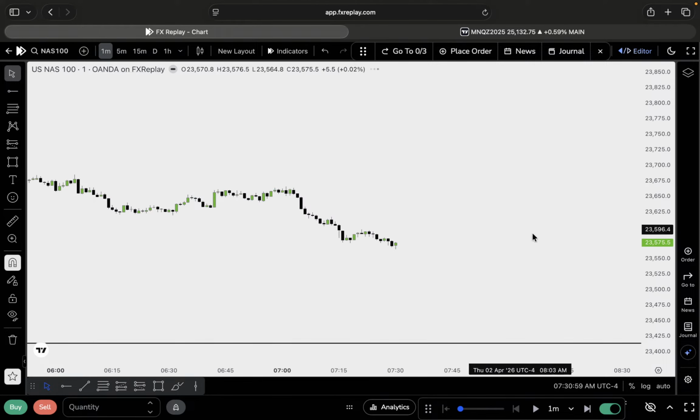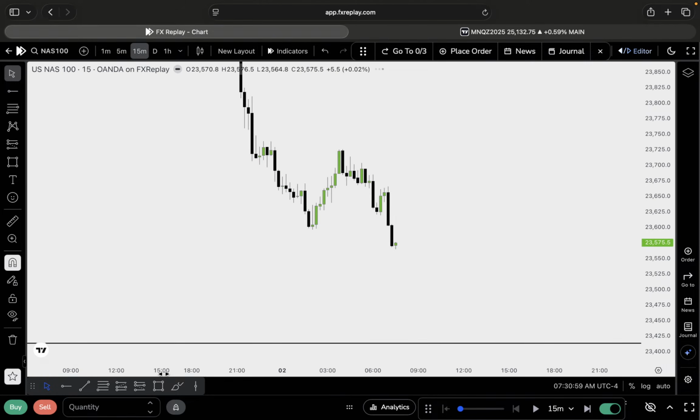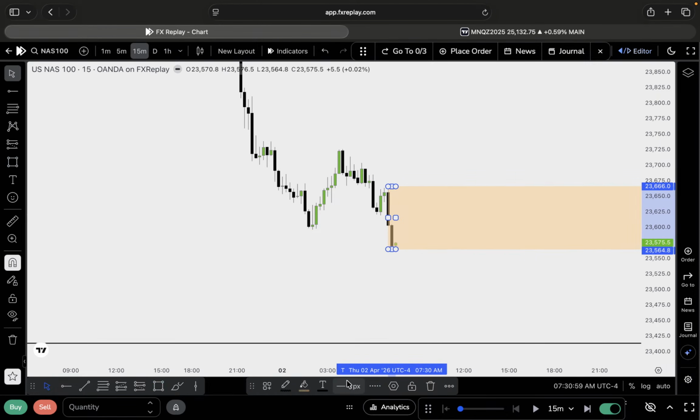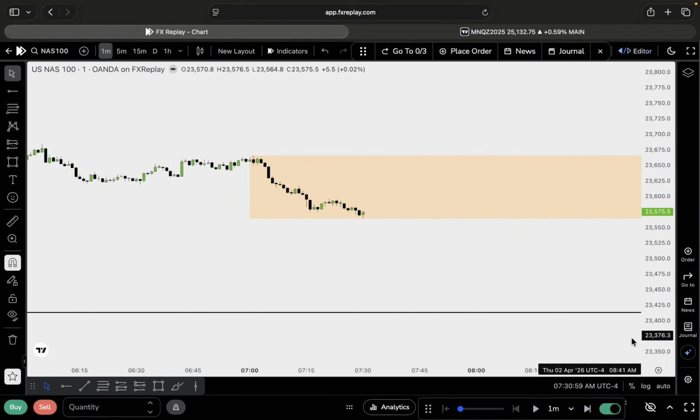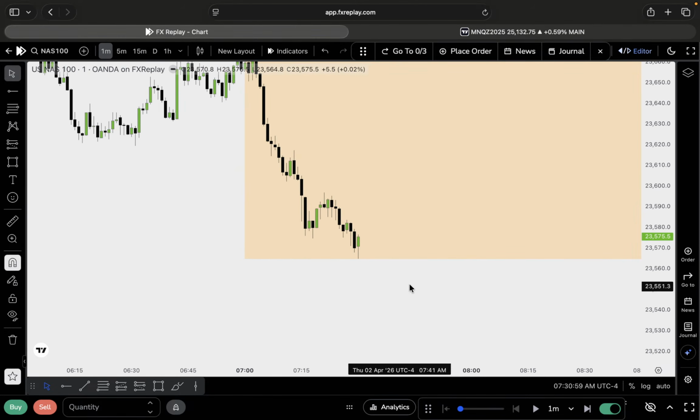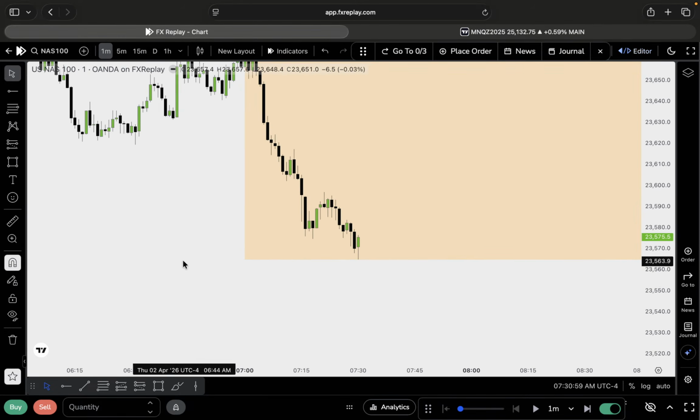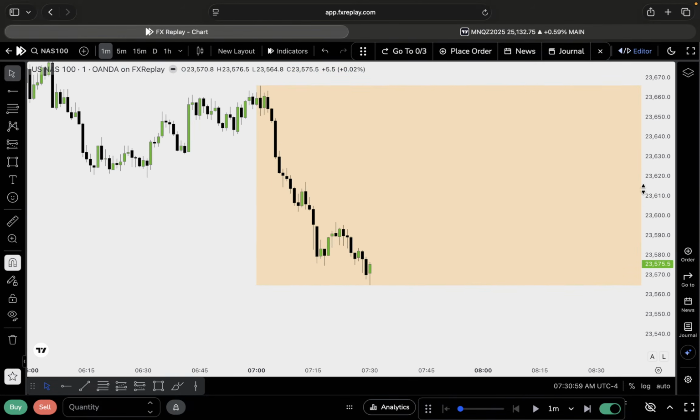Got that. All right, let me get the 15. Let me get the opening range. That's the 7 a.m. high. That's the low. Boom. And I just realized the last one I didn't even put my 7:30 first presented fair value gap, but honestly, all that stuff is just extra confidence.